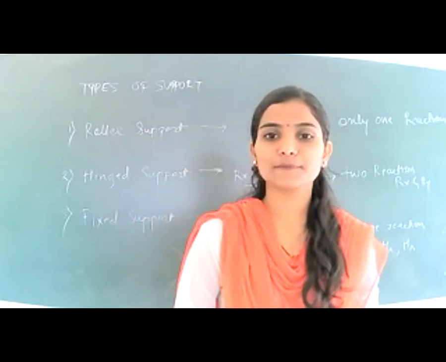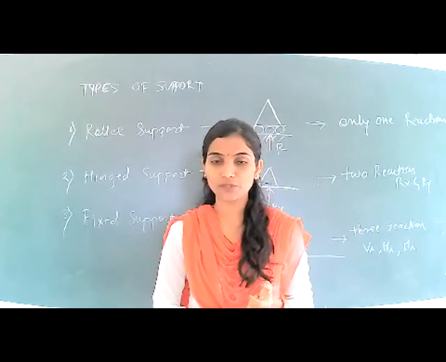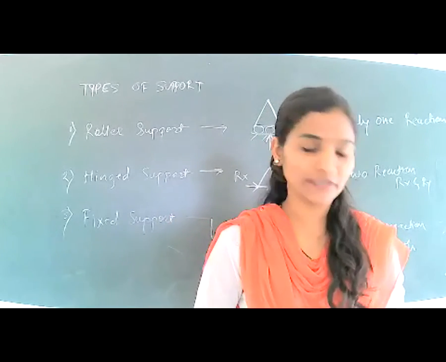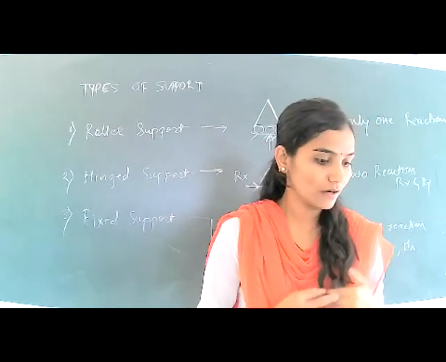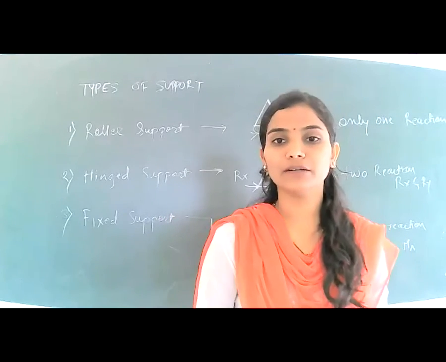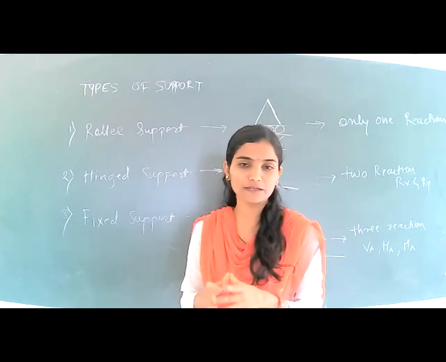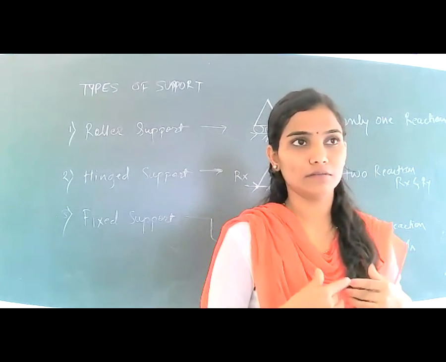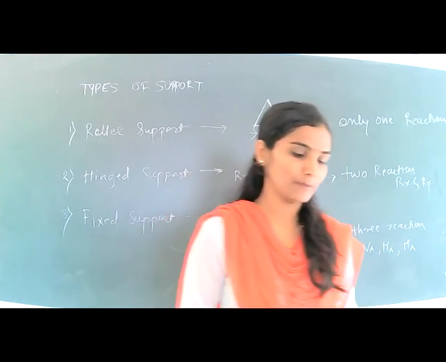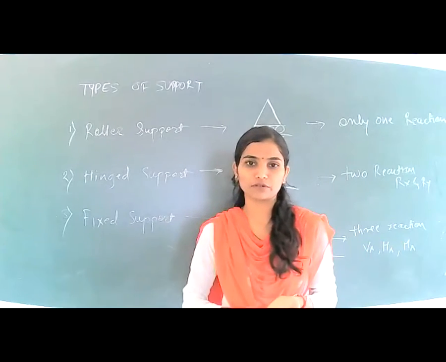So we have seen these types of the beam: simply supported beam, overhang beam, continuous and cantilever. Simply supported has support at both ends. Overhang is extended beyond the support. Cantilever has one end fixed and one end free. And the fourth one is the continuous beam, that is, more than two supports are there.